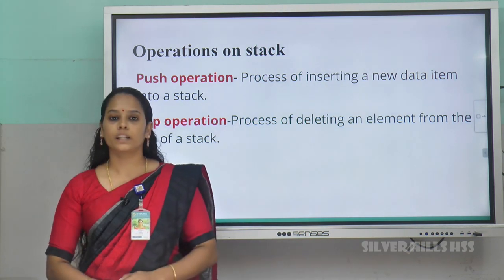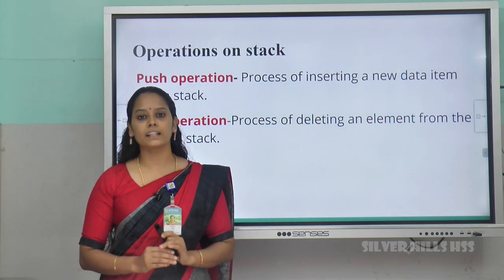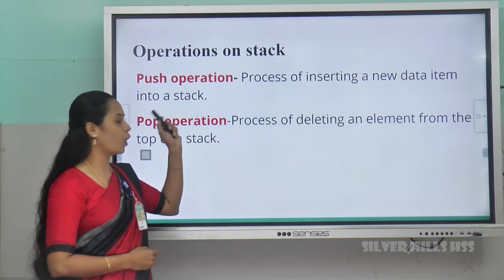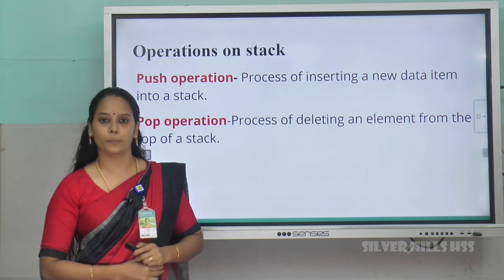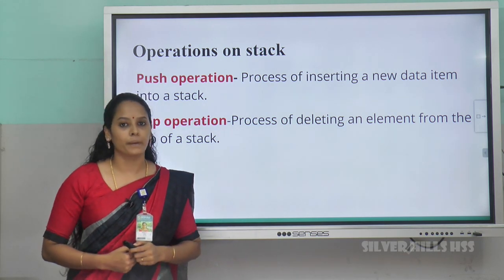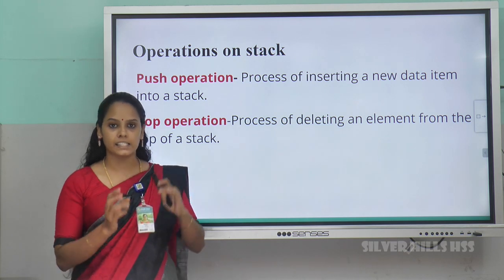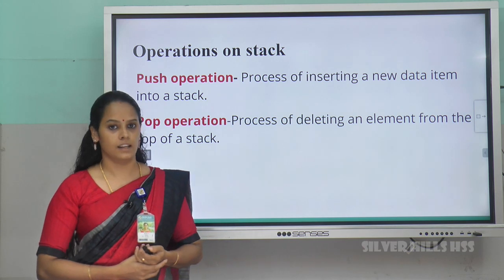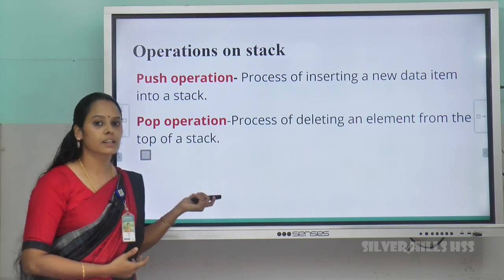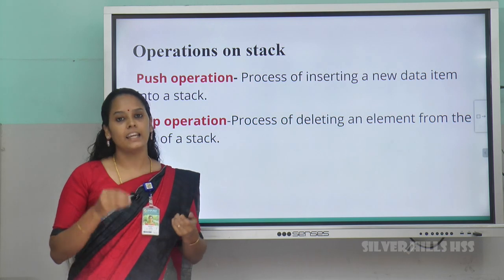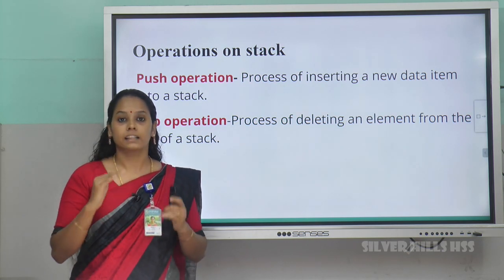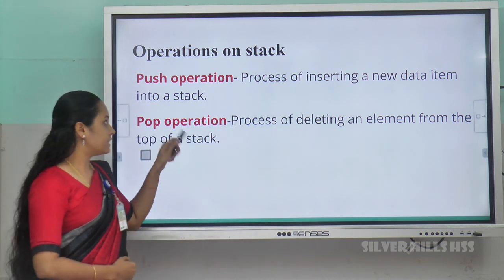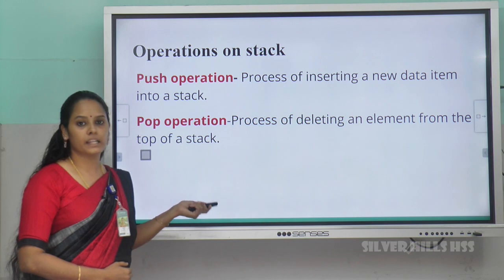Now let's move on to the operations of stack. Mainly there are two operations associated with stack. The first one is the push operation and the second one is the pop operation. What is meant by push? Push means insertion. Inserting an element into a stack is called the push operation. Pop means deleting an element from the top of the stack. That deletion operation is known as the pop operation.